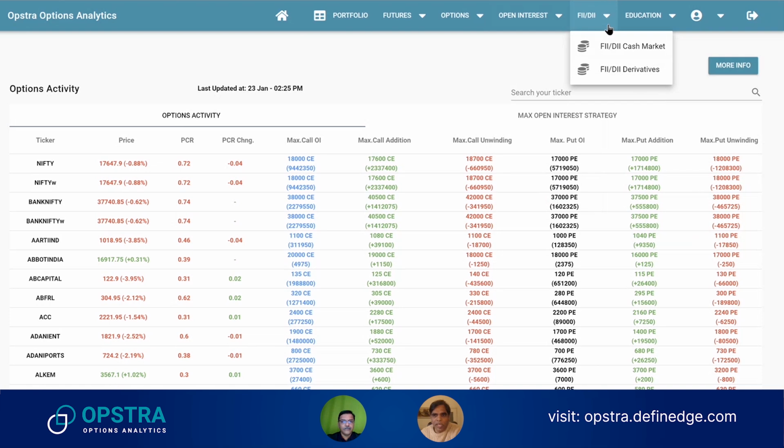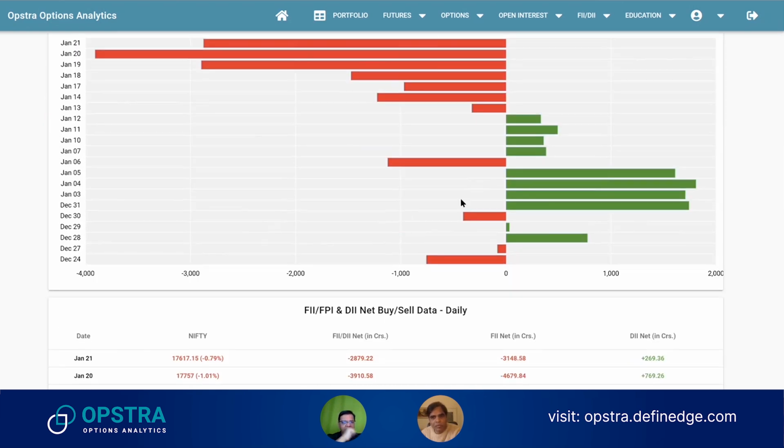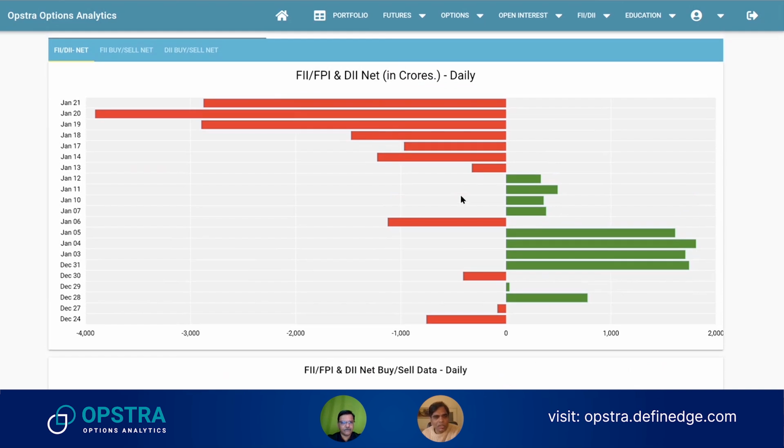So FII, DII, and this is something I think a lot of people look forward to every day. What has happened? Did FIIs sell or did DIIs buy? Overall, who's selling more or buying more? Now, this gives an insight into what the FIIs are doing. If you look at the last few days, when the market was going down, the FIIs were selling heavily. So this is a net of FII and DII, FII minus DII.